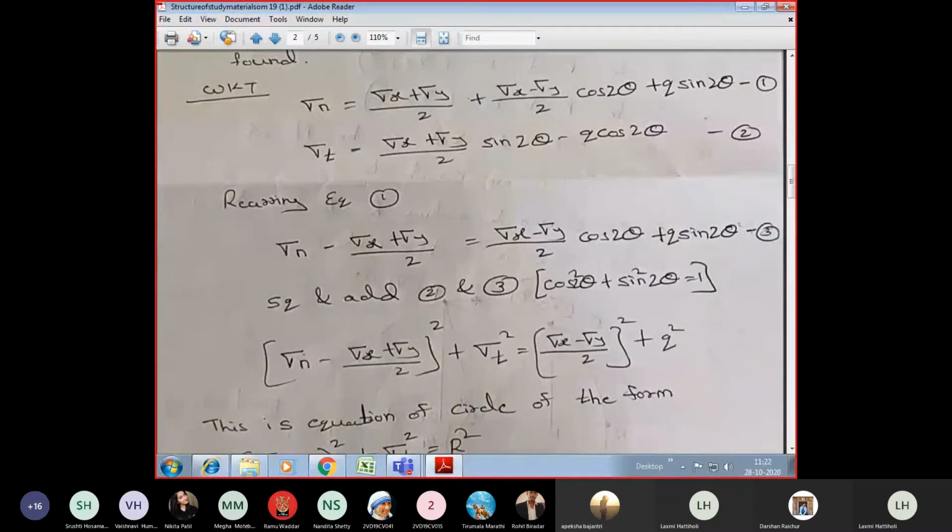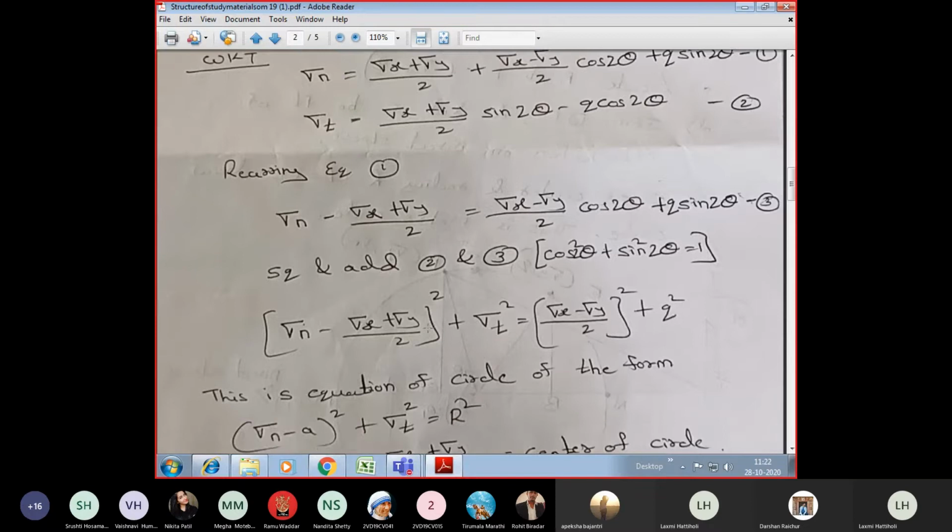When you square and add, you will get this final equation: sigma n minus sigma x plus sigma y by 2, the whole square, plus sigma t square is equal to sigma x minus sigma y by 2, the whole square, plus q square. How did you get this? Square and add equations 2 and 3. Now, observe this equation carefully.